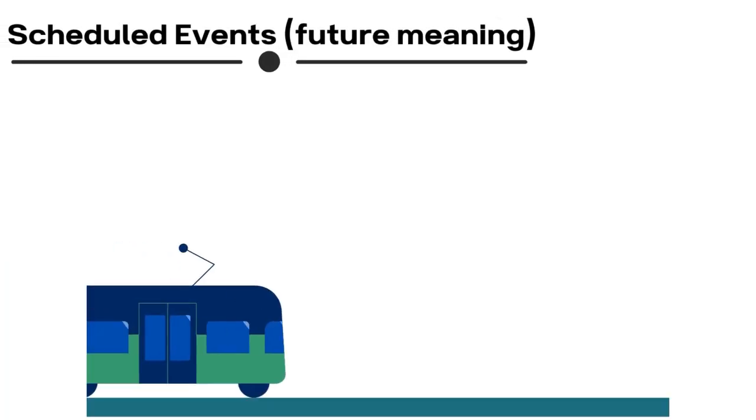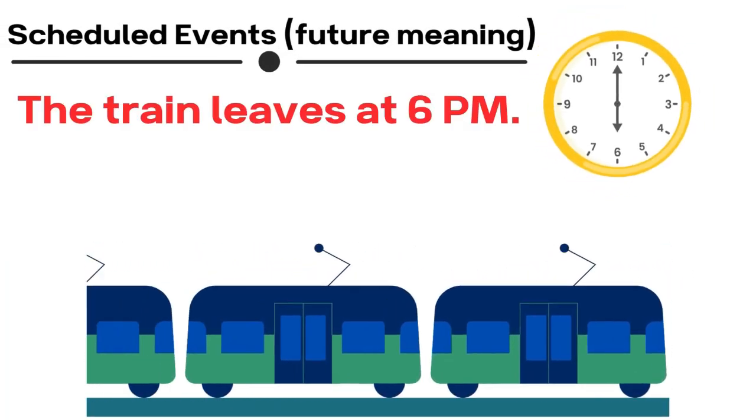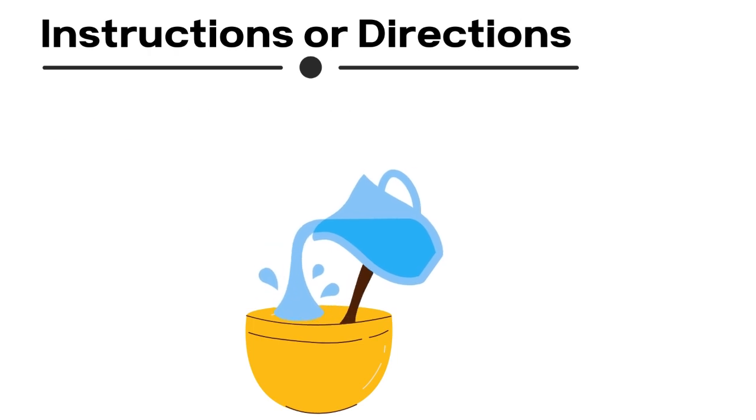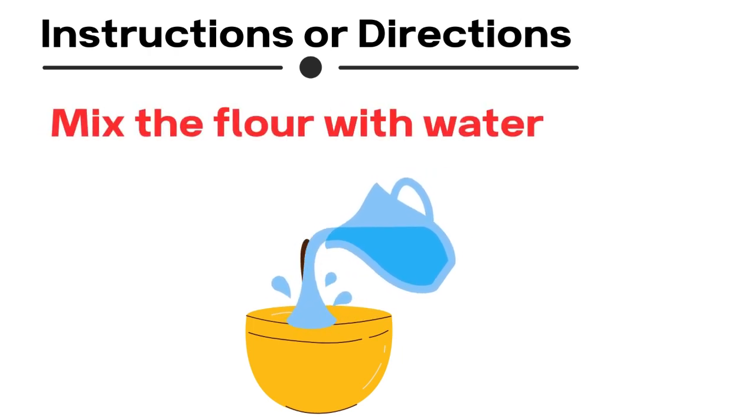Scheduled events, future meaning. The train leaves at 6 p.m. Instructions or directions. Mix the flour with water.